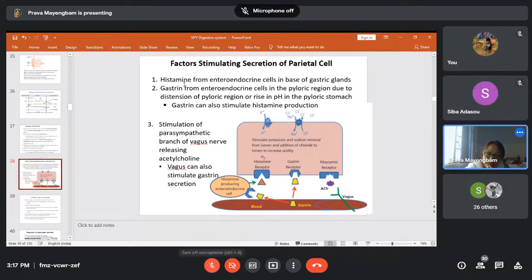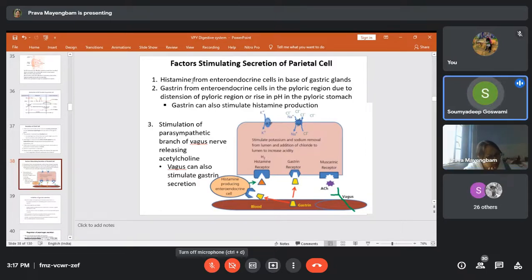Anticoagulant? No, it is not an anticoagulant. Anticoagulant is heparin. Histamine is a vasodilator. Yes, it is an amine. And this histamine is secreted by certain cells in the body. Histamine secretion increases particularly during allergy.